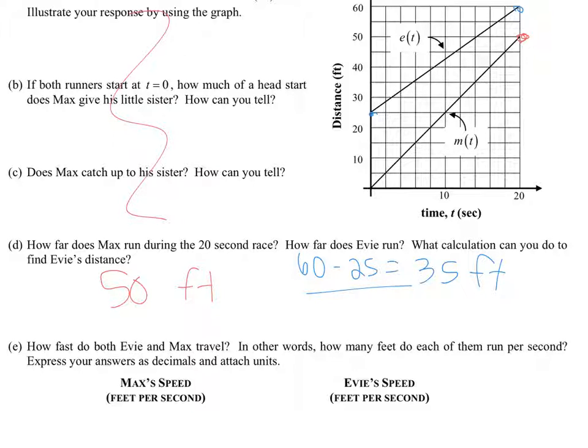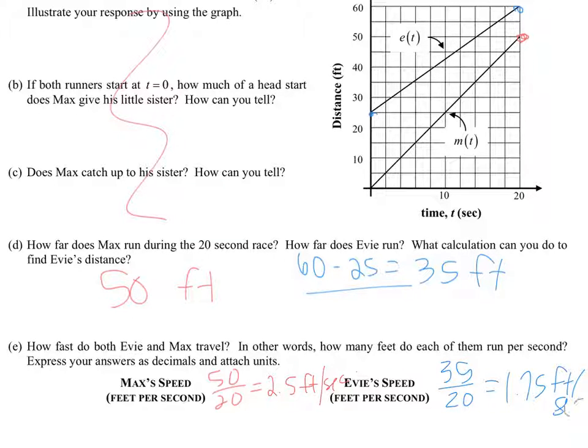So how fast do both Evie and Max travel? In other words, how many feet do each of them run per second? So Max's feet per second, if we take 50 divided by 20, because that's how far he ran, that's feet over seconds. So 50 divided by 20 is 2.5 feet per second. Now we're going to look at Evie's. She ran 35 feet in 20 seconds. So we divide 35 by 20, and she ran 1.75 feet per second.